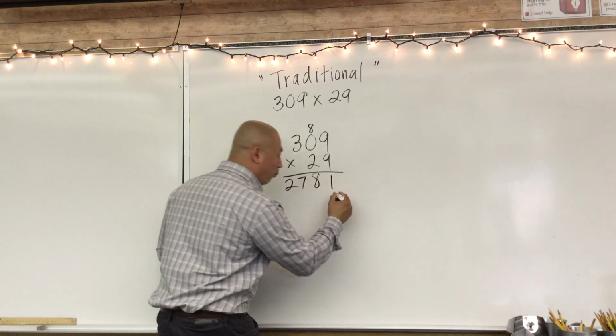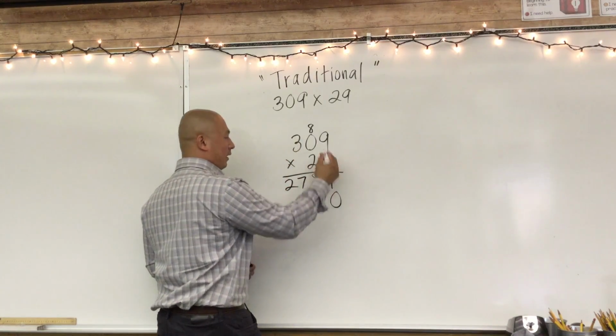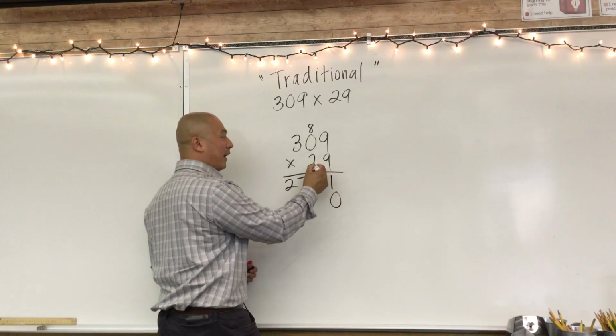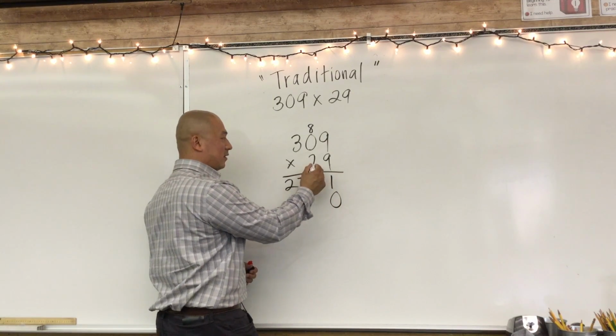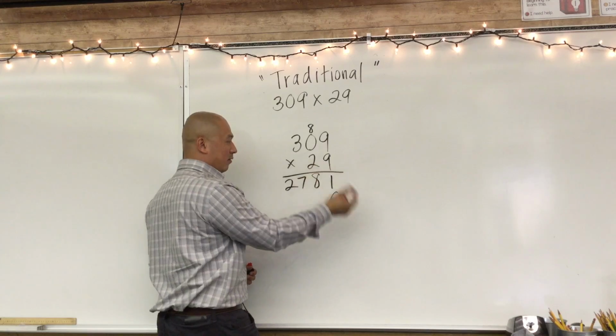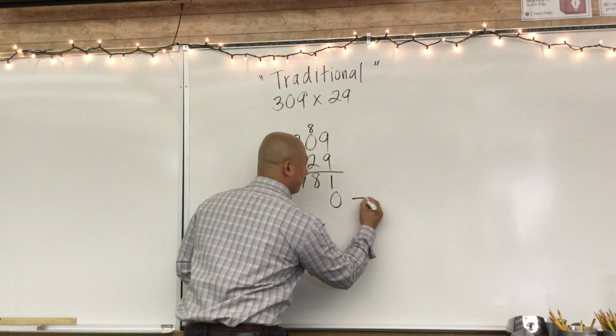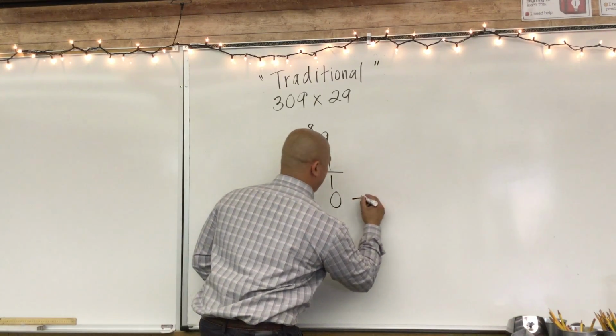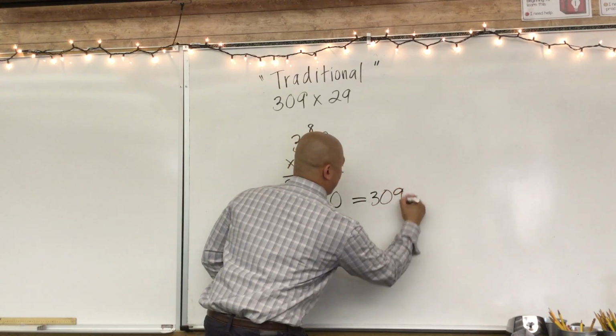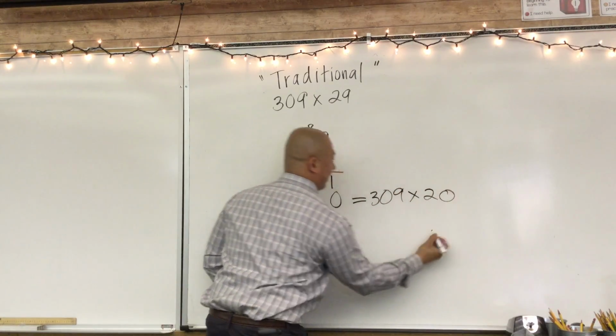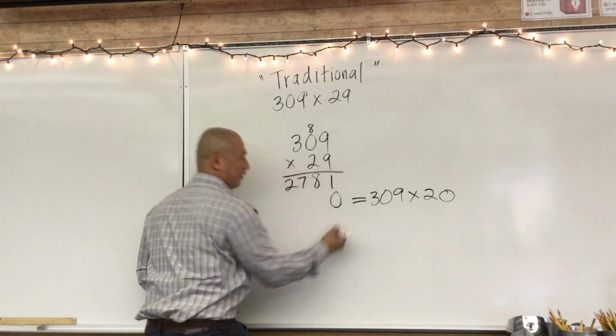Next, you want to write a 0 right below in your ones place because now we're multiplying our tens place. So this 2 here is really a 20. So in reality, we're multiplying 309 times 20. Hence, this is why that 0 is here.